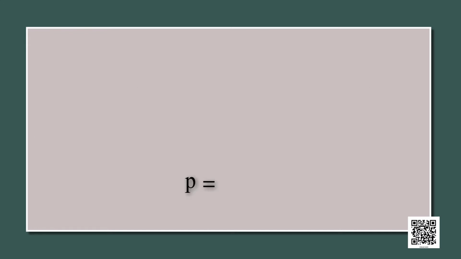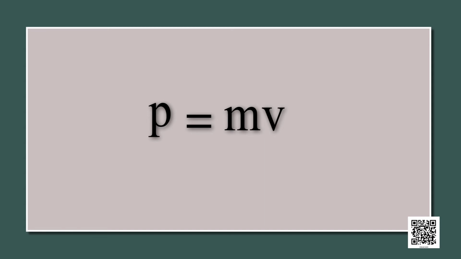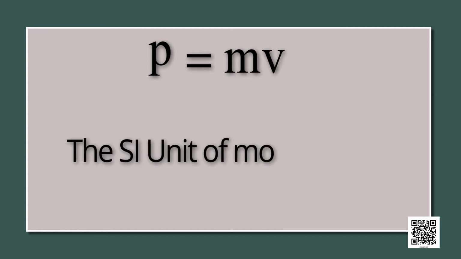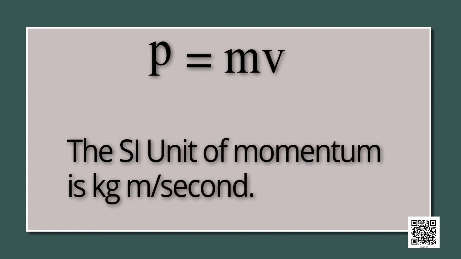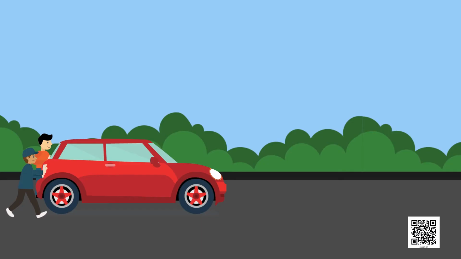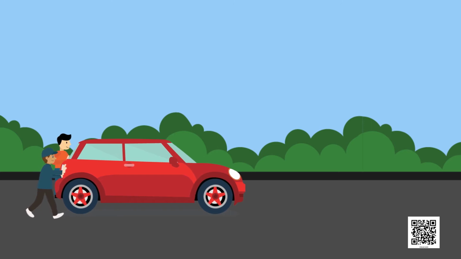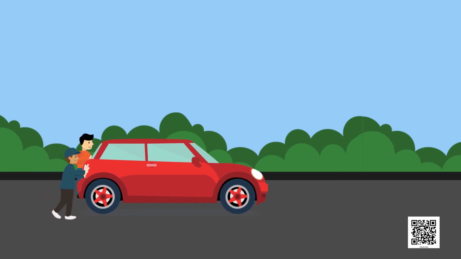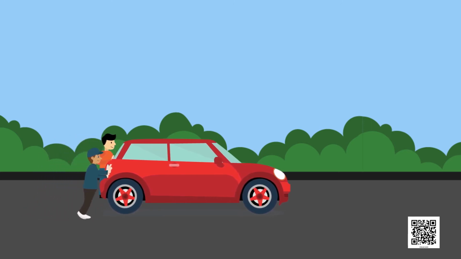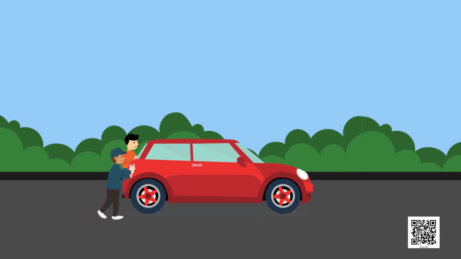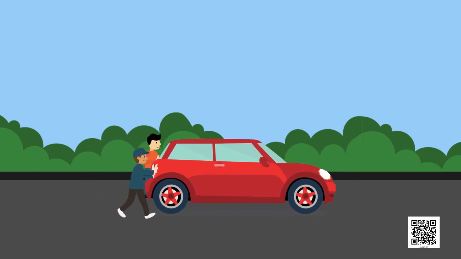Momentum has both direction and magnitude. Its direction is the same as that of velocity. The SI unit of momentum is kilogram meter per second. Let us now consider a situation in which a car with a dead battery is pushed on a straight road so that its speed is sufficient to start its engine.